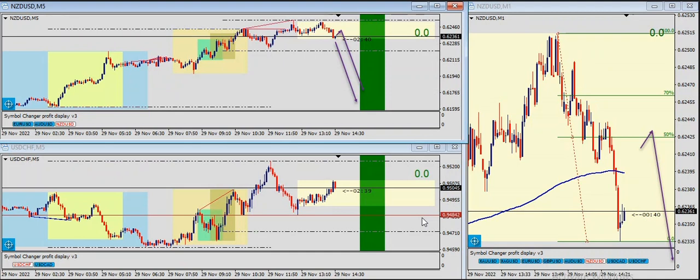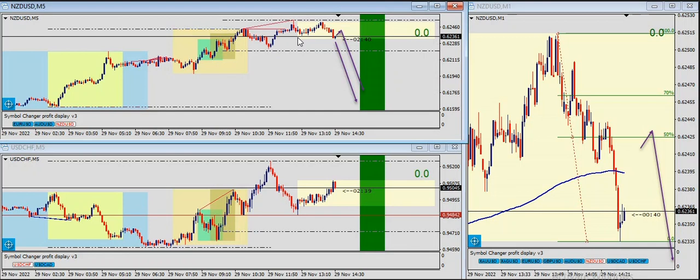This is 29th November, NZD USD. What happened? We have a divergence here after the London session as we approach the New York session. You see, price gave a divergence. Our price was creating higher highs and higher lows on the USD CHF, this is NZD USD. USD CHF price was creating higher highs and higher lows, as against when it's supposed to be creating lower highs and lower lows. So with this divergence, I'll have to wait for price to break structure.